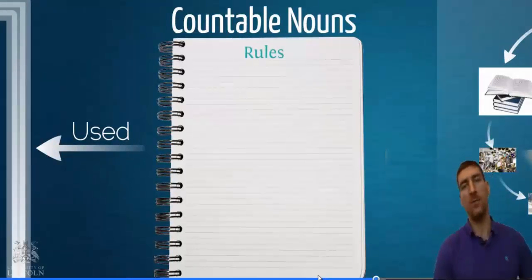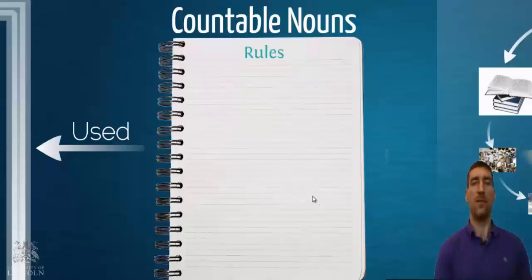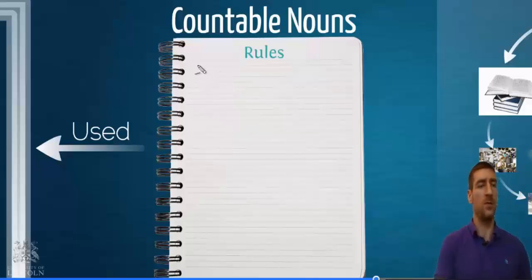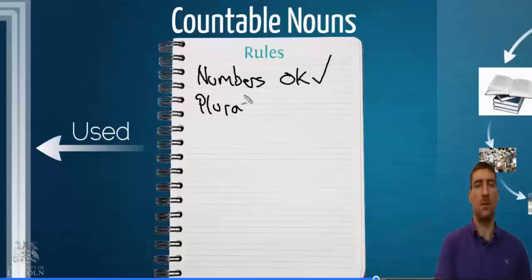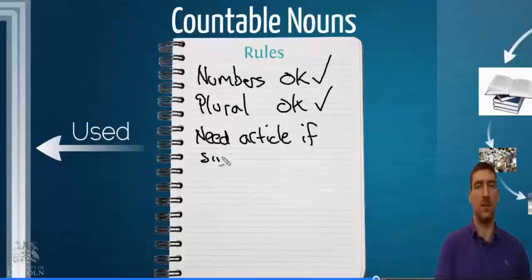Let's look now at the countable nouns and the rules that govern how we use articles with them. So it's the opposite of the uncountables. We are okay to use numbers. Plural is also okay. It needs an article if singular.